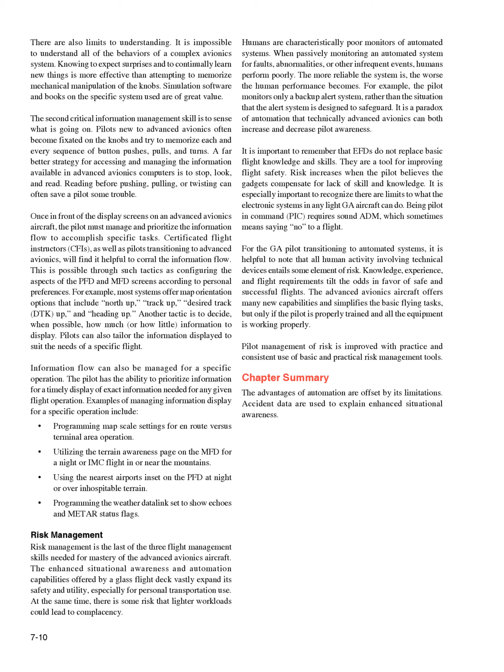The pilot has the ability to prioritize information for a timely display of exact information needed for any given flight operation. Examples of managing information display for a specific operation include programming map scale settings for en route versus terminal area operation, utilizing the terrain awareness page on the MFD for a night or IMC flight in or near the mountains, using the nearest airport's inset on the PFD at night or over inhospitable terrain, programming the weather data link set to show echoes and meter status flags.